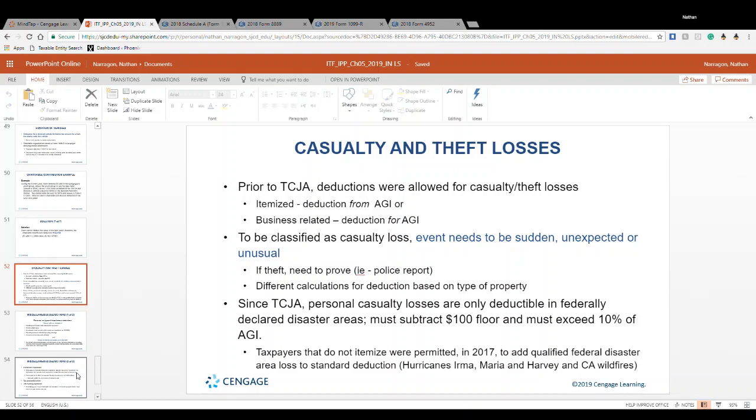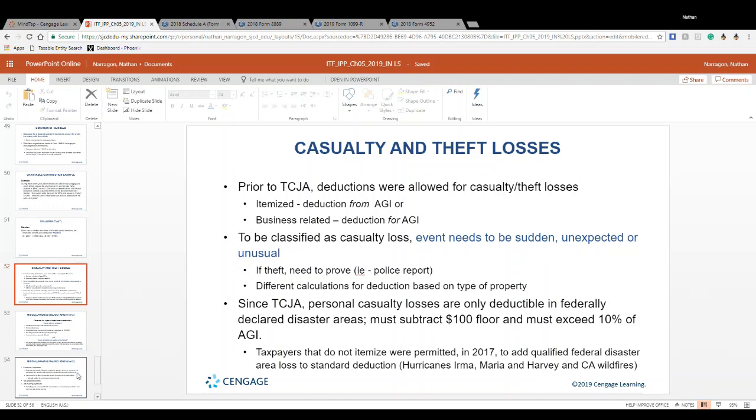Okay. To be classified as a casualty loss, the event needs to be sudden, unexpected, or unusual. So again, natural disasters is a big one. Theft is also big, but it needs to be proven. So anytime you have a theft, have that police report. Okay, and the difference is the calculations for deduction are based on the type of property in itself. So we're going to look mostly at fair market value and how much insurance is covered. So we'll probably get into a lot of those items right there.